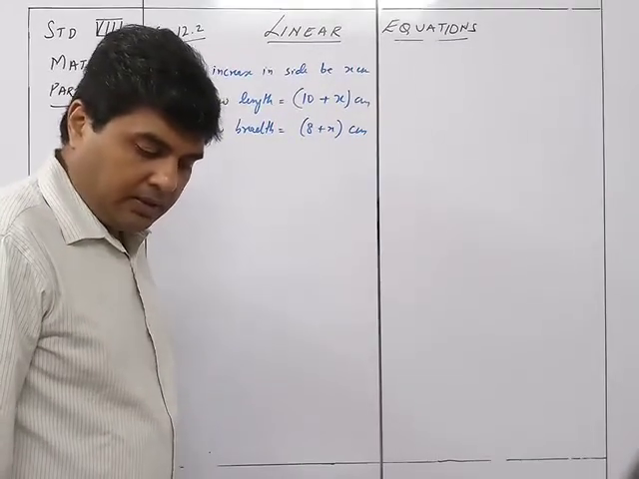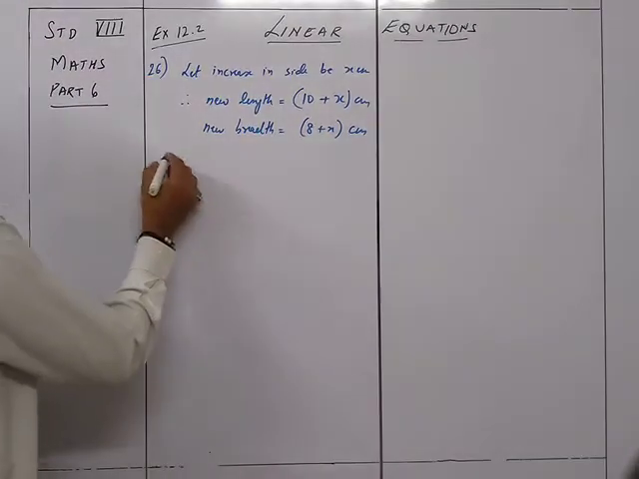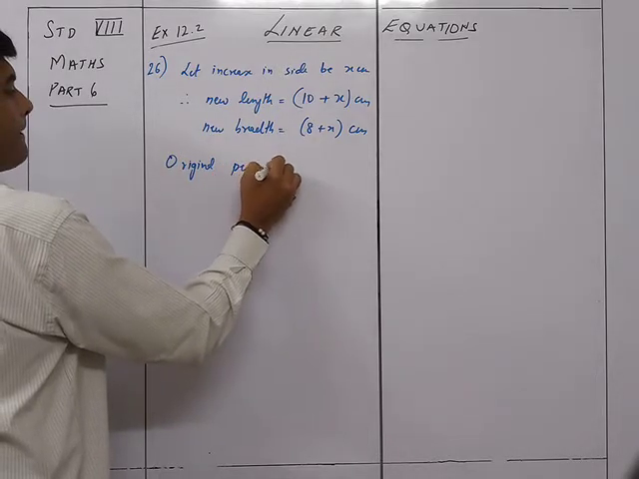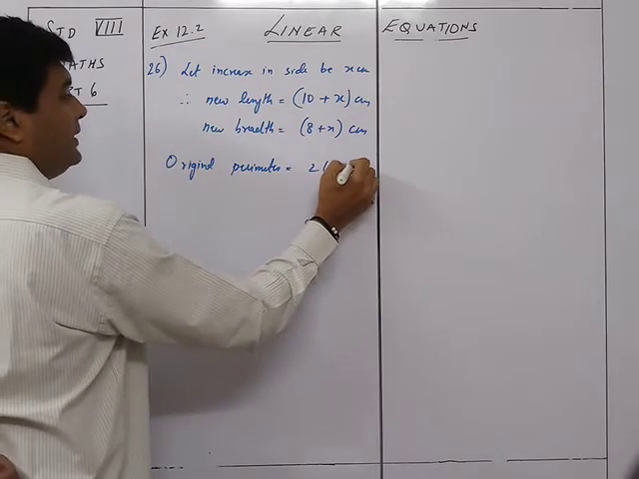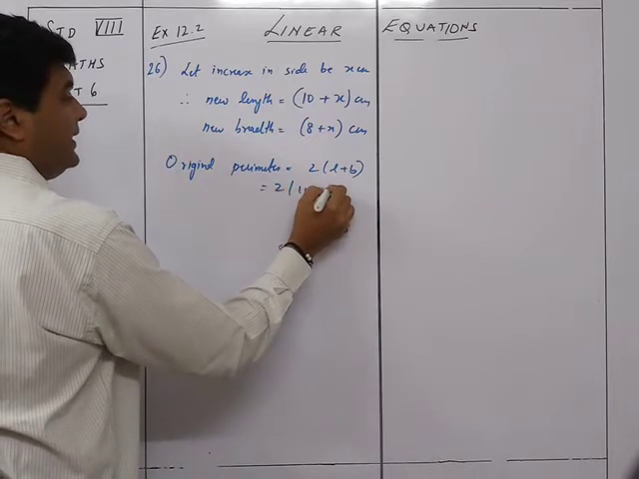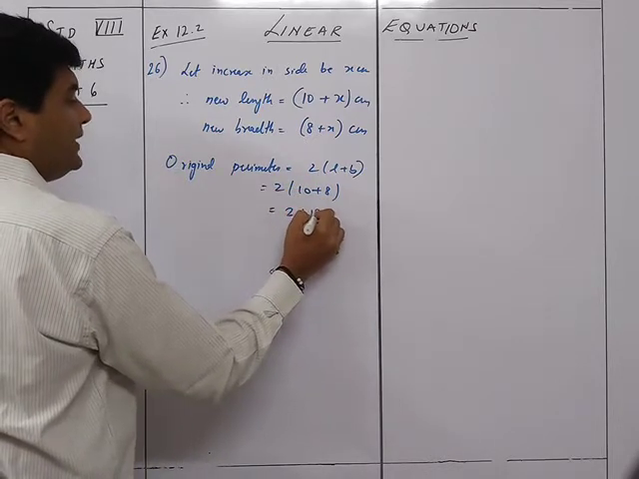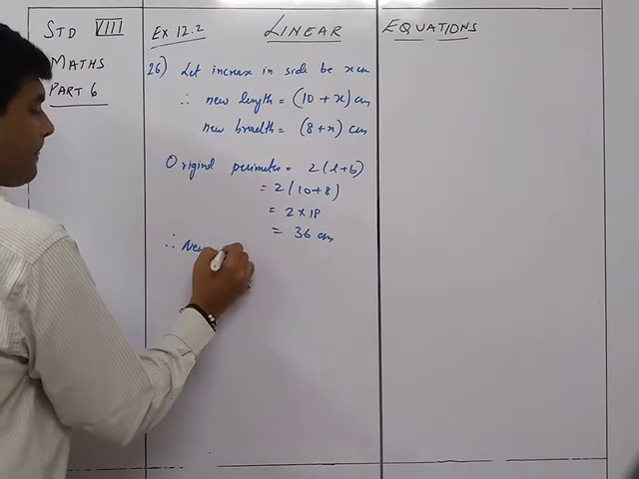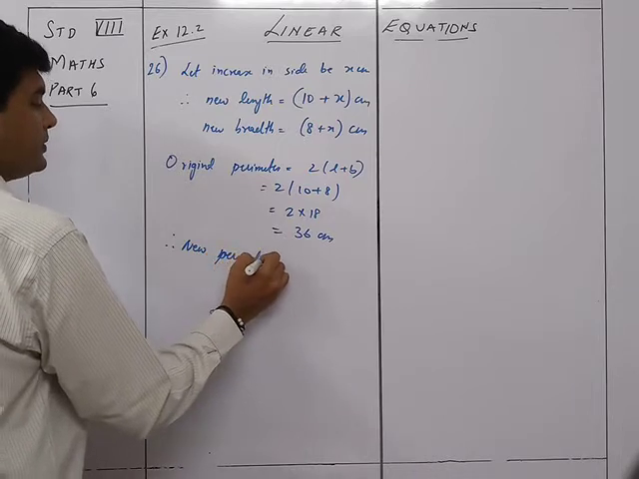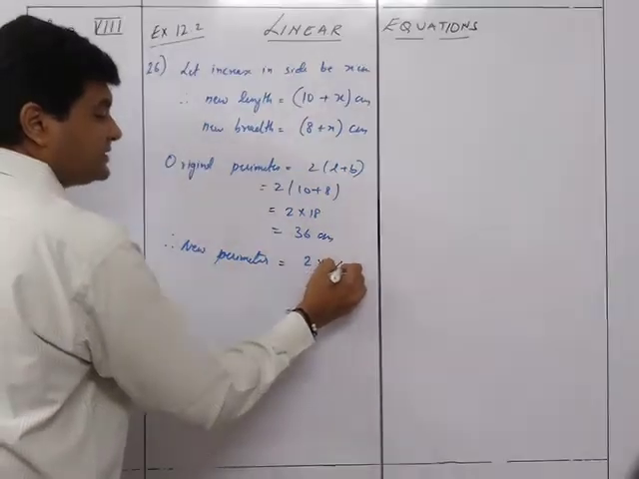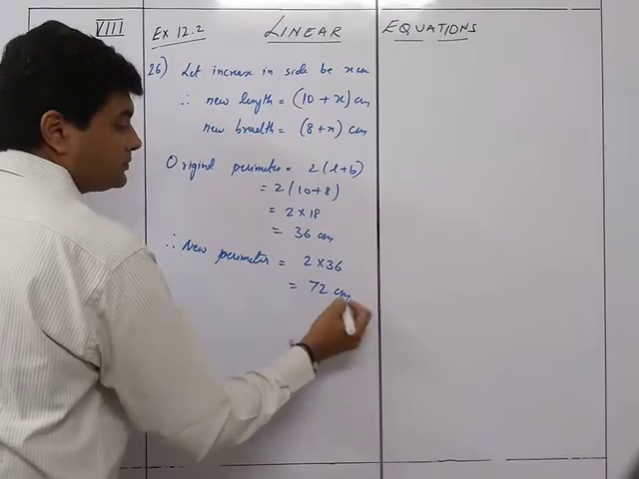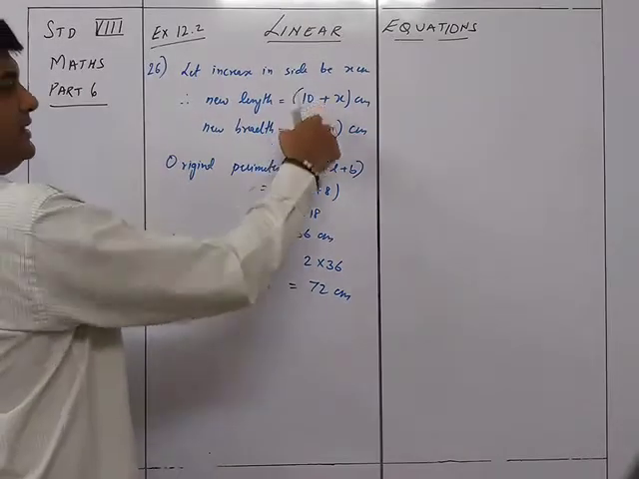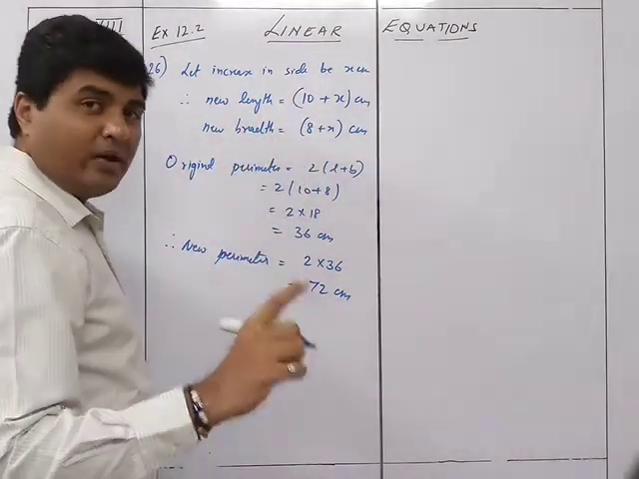So the perimeter is going to get doubled. So the original perimeter is equal to 2(L plus B), which is 2(10 plus 8), which is 2 into 18, which is 36 centimeters. Therefore, the new perimeter, now they said perimeter is doubled, so 2 into 36 is equal to 72 centimeters. Now I know that if it is 72, the perimeter we find with the new length and breadth will be 72.